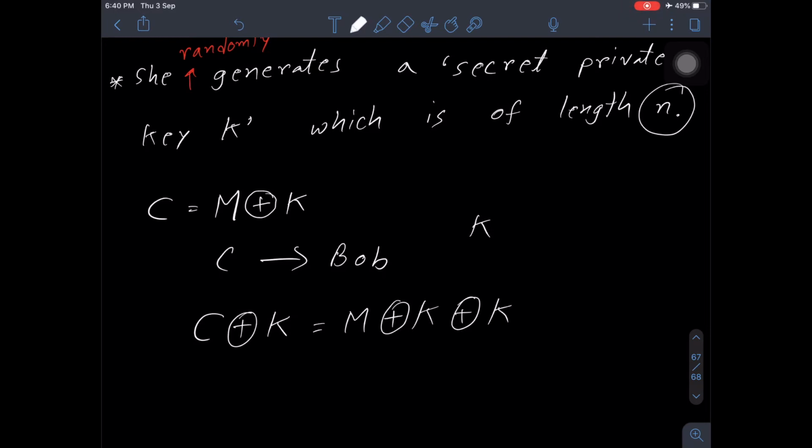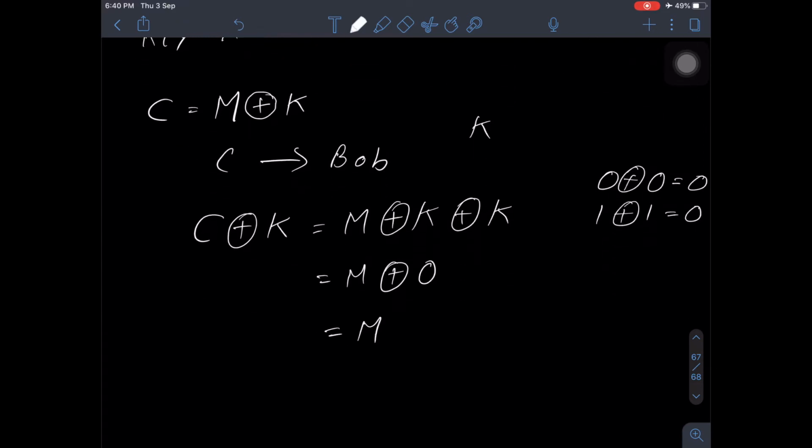So now you can see that K XOR K would just give you 0. Why? Because 0 XOR 0 gives you 0, and 1 XOR 1 also gives you 0. So this is nothing but M XOR 0, which is nothing but M. So you can see that Bob has retrieved the message M that was sent by Alice. But what they used is that they had to share a secret key K, which was of the same size as the message M.